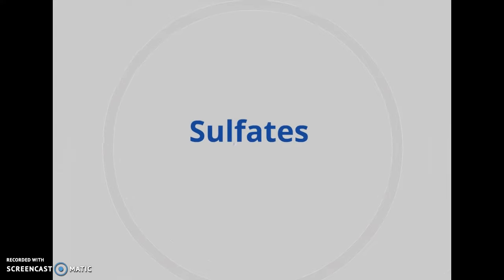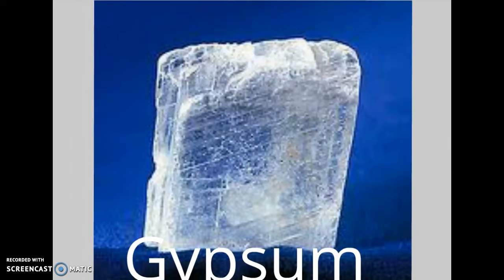The sulfate group is a sulfur-based group, sulfur plus oxygen. This is another group that forms through evaporation. And the most common one here is gypsum. So again, if it's formed through evaporation, that means it had to have started with a water-based solution.